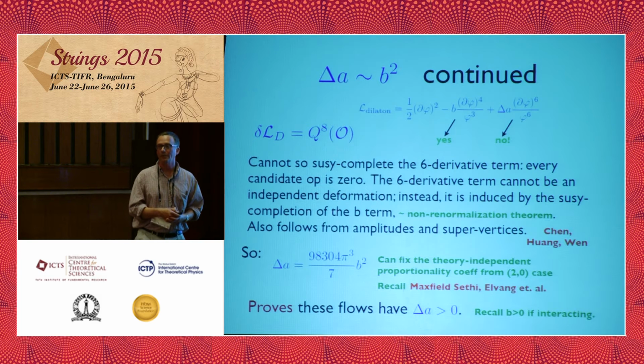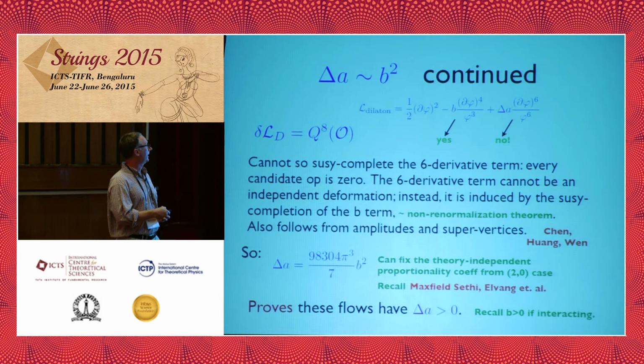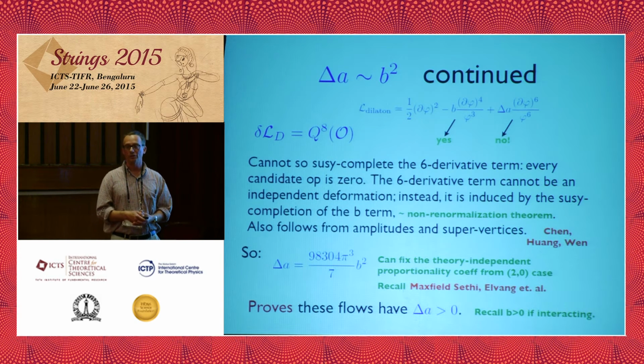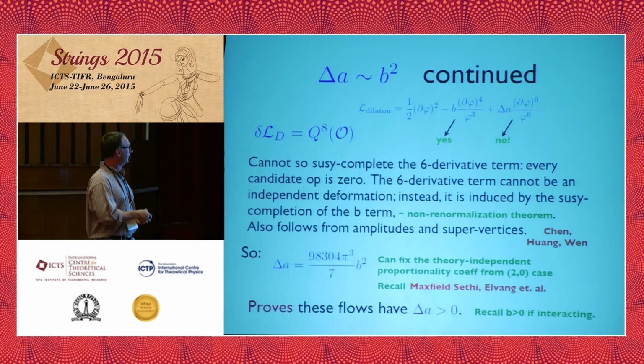And so the only way that it can be there is that it's induced by the supersymmetric completion of the B term at quadratic order. And this is kind of a non-renormalization theorem, that this delta A has to be related to B squared. And the relation between delta A and B squared should be completely independent of the theory. There's just some universal relation between them. So the relation between them in our normalization conventions has this ugly prefactor, but it's basically delta A is B squared.